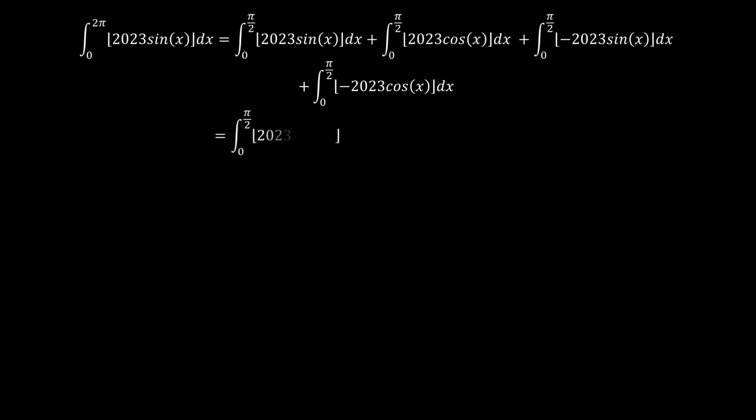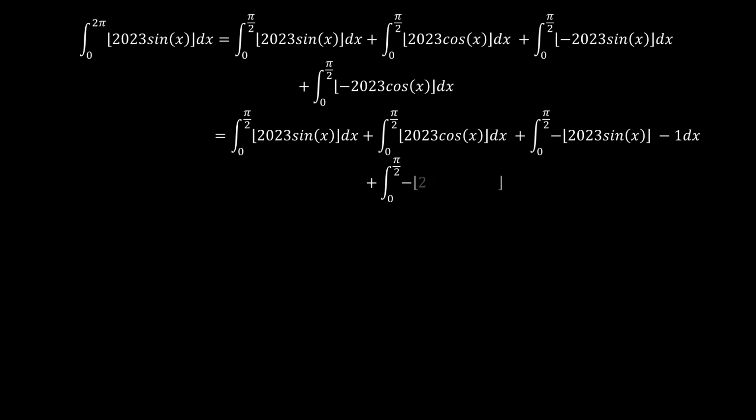Now, using the identity we had, the floor function of negative x is equal to negative of the floor function of x, minus 1, we can apply that here where we have the floor of negative 2023 sine x, we'll say it's negative floor function of 2023 sine x minus 1, and where we have the floor function of negative 2023 cosine x, we'll say that is the same as negative floor function of 2023 cosine x minus 1.